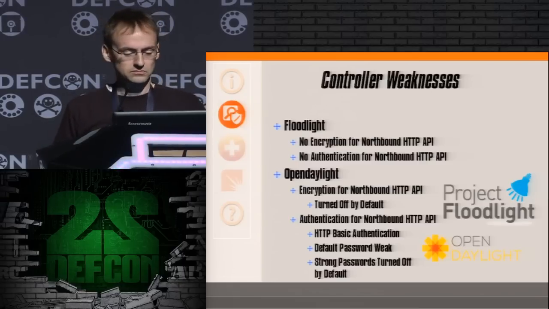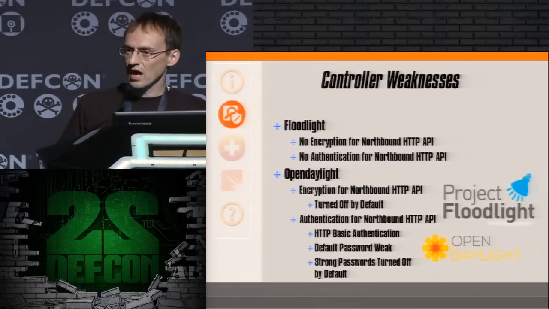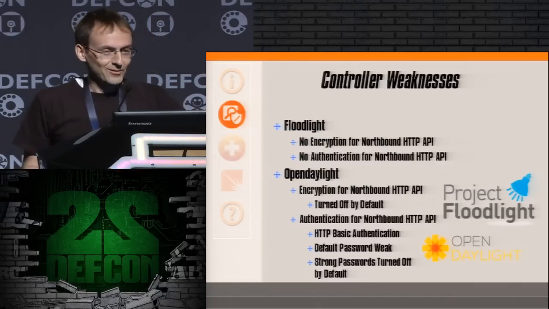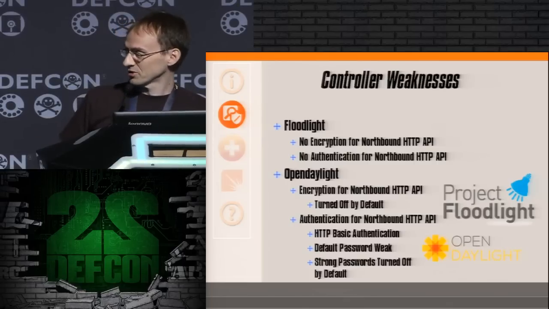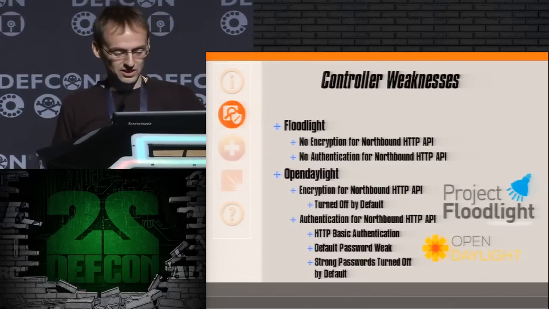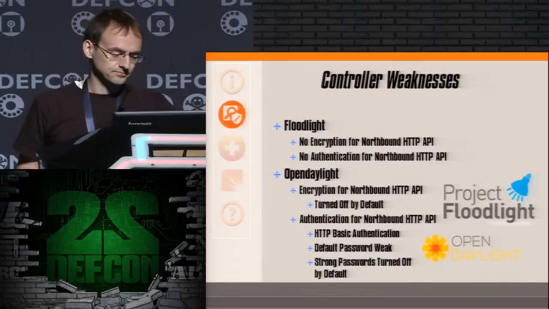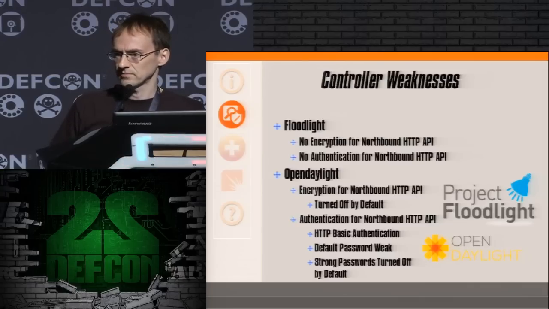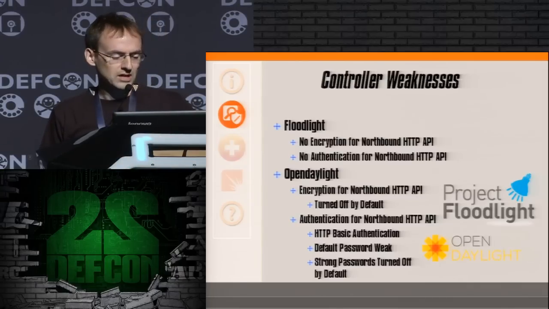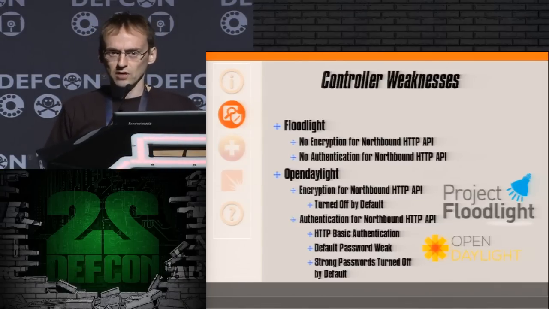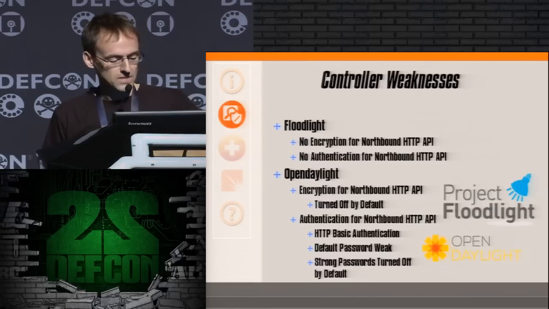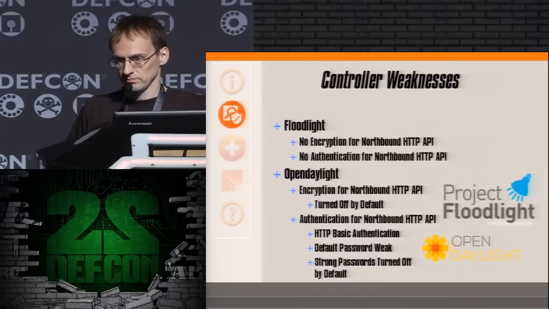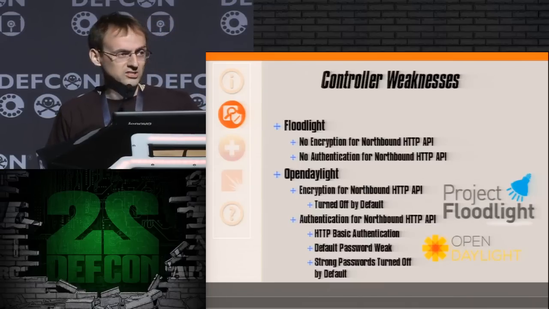OpenDaylight. There is encryption for the Northbound API, but they were kind enough to have it turned off by default. Thank you very much. Well, I work a lot in offensive security, so for me it's a blessing. I like those things. And there is some authentication for that Northbound API, but it's HTTP basic authentication. Not much of a challenge. Default weak password and strong passwords turned off. Another thank you. Now you may say to yourself, with OpenDaylight we have a little coverage. Not really. There are weak protections there, but we can actually get around those.